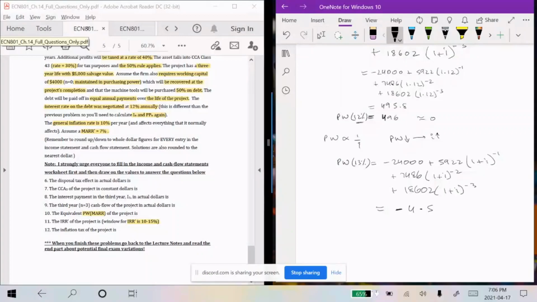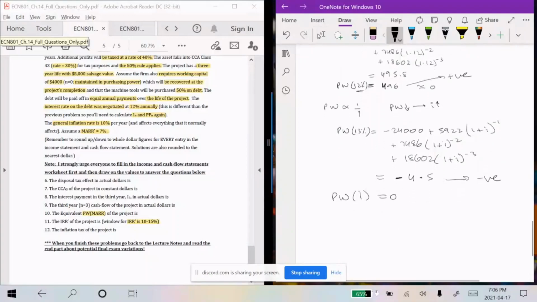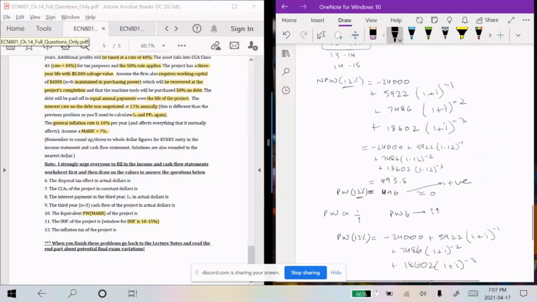Now you know this is negative, right? Here, using 12%, it was positive. Using 13%, it's negative. Like I said earlier, you need to find an i where the present worth is equal to 0. Now that you know it's positive at 12% and negative at 13%, you know that i is going to be somewhere between 12 and 13. That way you get i is going to be 12 to 13%. That's basically your answer.